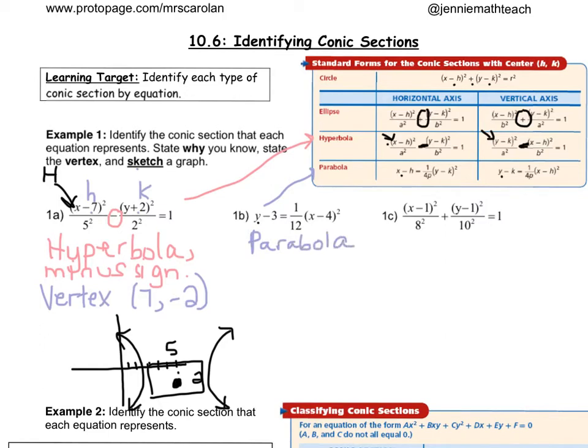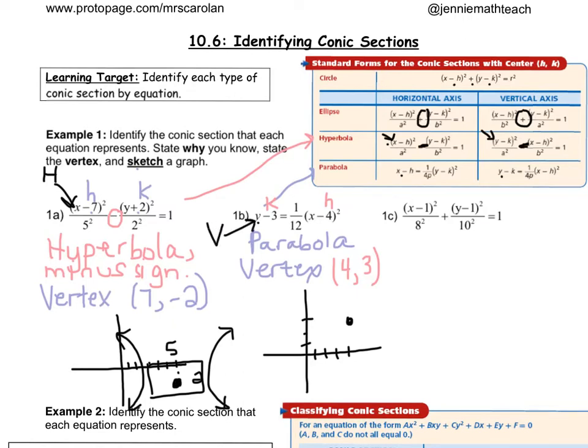Where is it centered? The vertex will be at HK. H is next to the X, K is next to the Y. So the vertex will be at +4, +3. And a real quick sketch of this. Let's go 4 over and 3 up. And the Y is first. It means it'll be vertical. This number is positive, so that means it's going to open up.